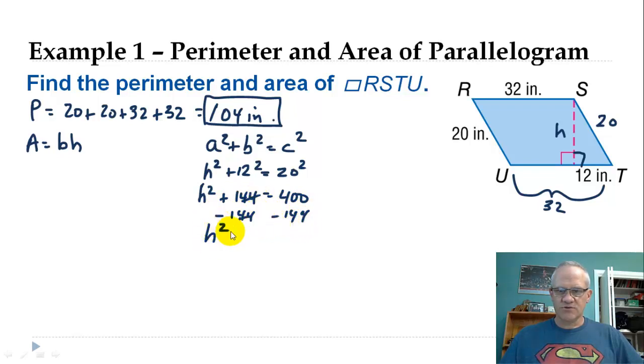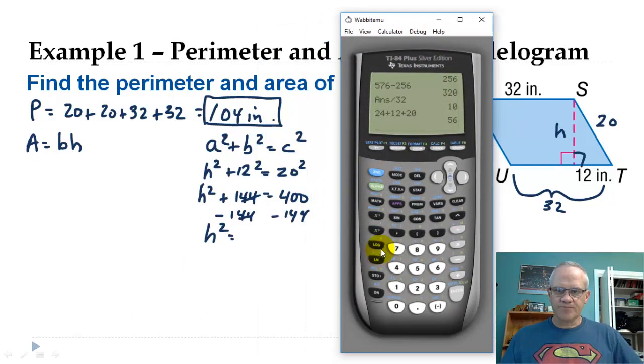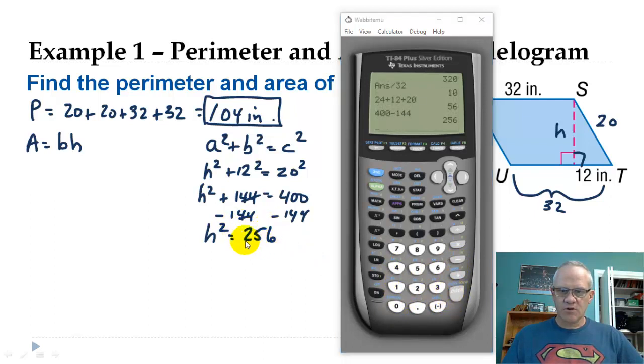And so we've got H squared. So we've got 400 minus 144, 256. And then we'll take the square root. So second function, square root, square root of 256. And that tells me 16, so the height is 16.